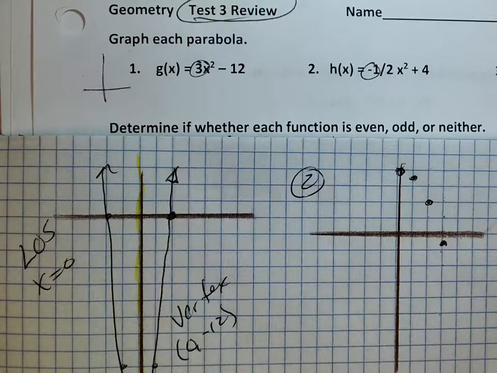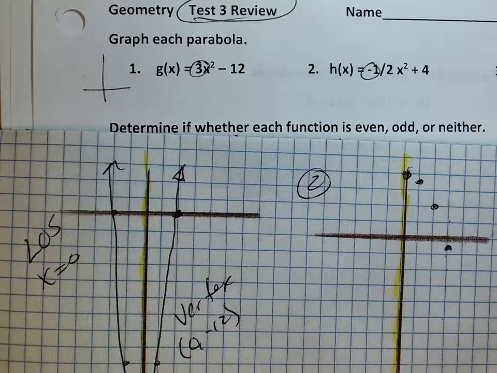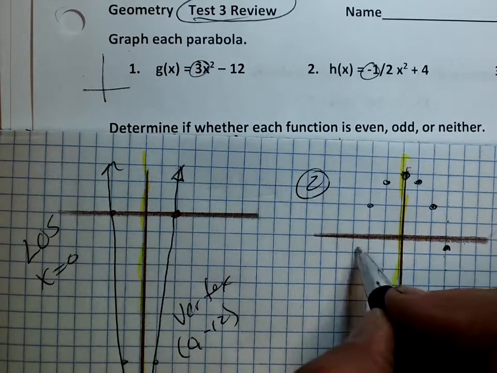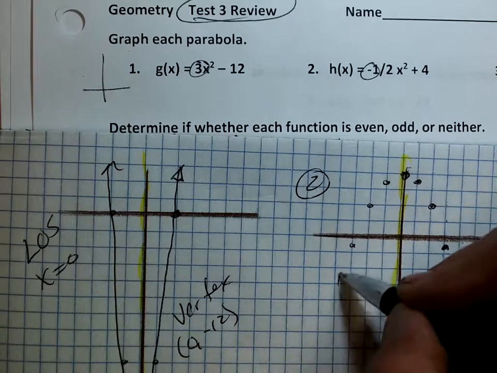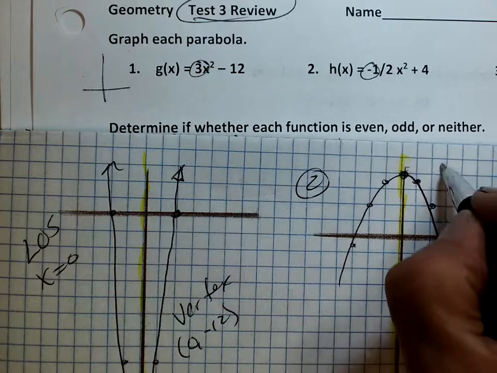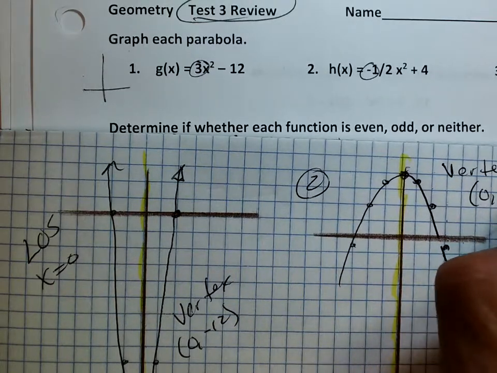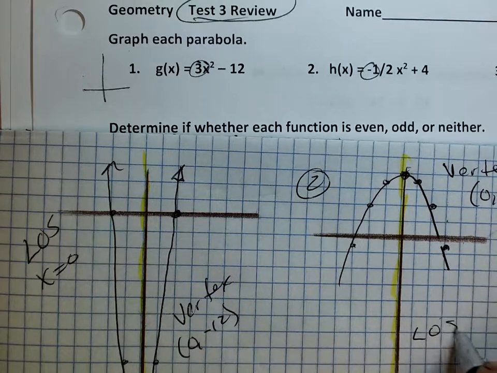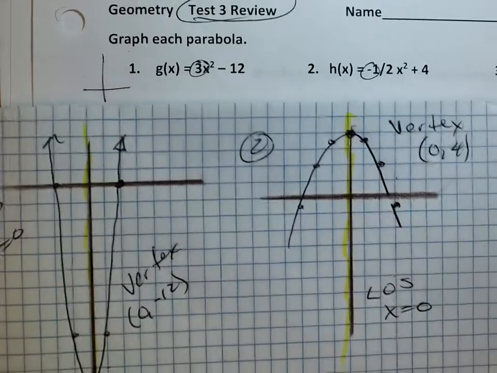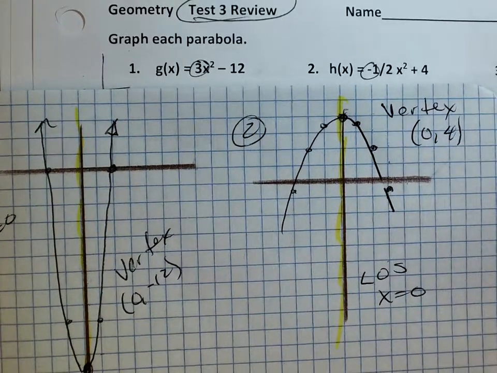Now, of course, it has a line of symmetry right down the vertex, which is there. So I have points reflected on the other side of my line of symmetry. There it is. Vertex is at 0, 4, and my line of symmetry is x equals 0. Okay? There it is. So far, so good.